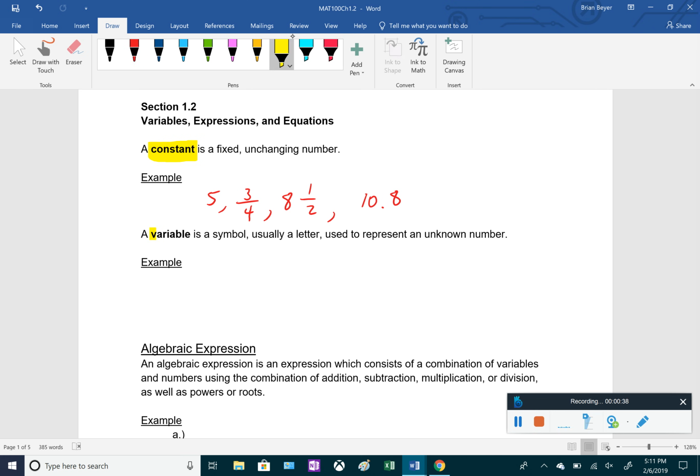A variable is going to be a symbol, which we're pretty much always going to be using a letter, which represents an unknown number. So something like A, X, Y, Z, these would be variables.